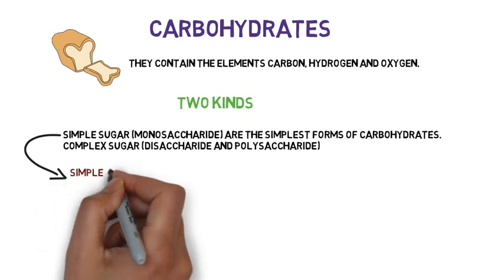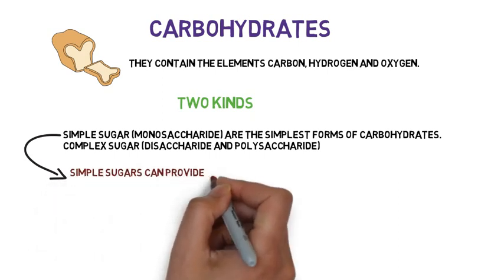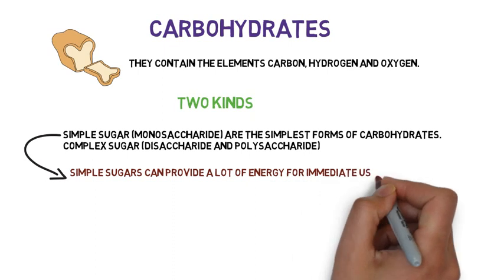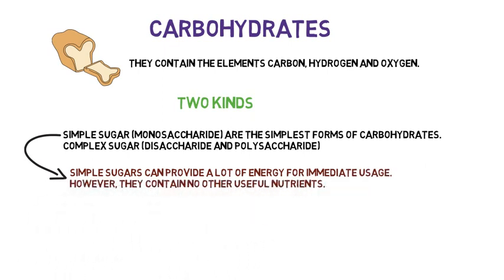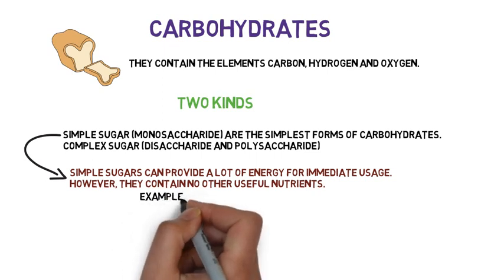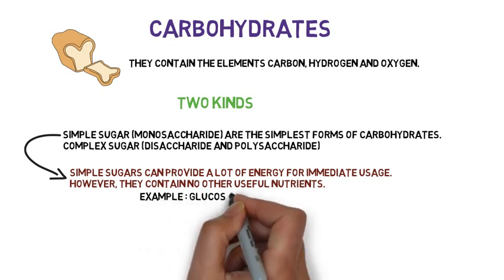Simple sugar, monosaccharide. Simple sugars can provide a lot of energy for immediate usage. However, they contain no other useful nutrients. Example, glucose.